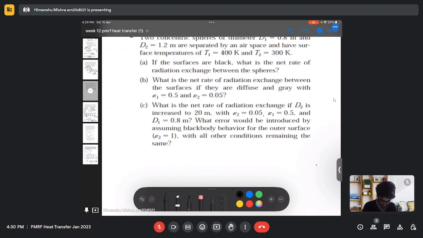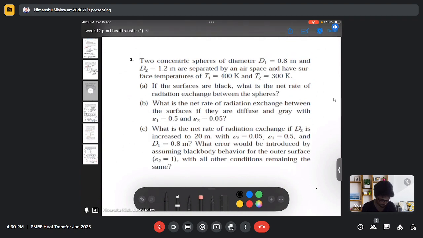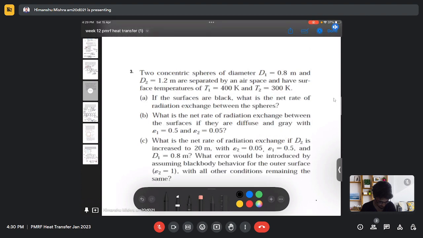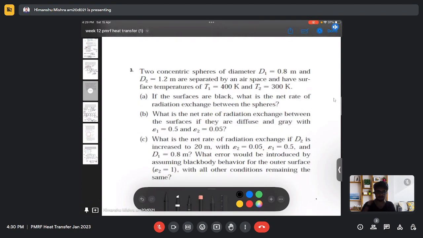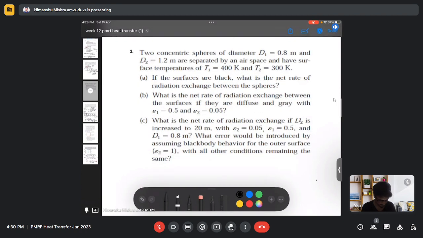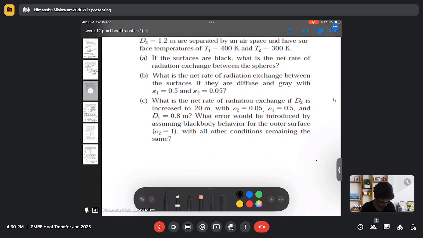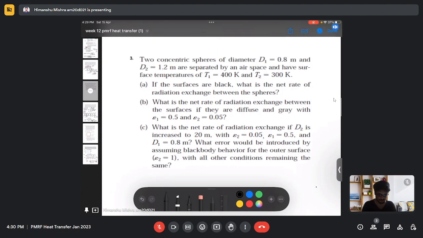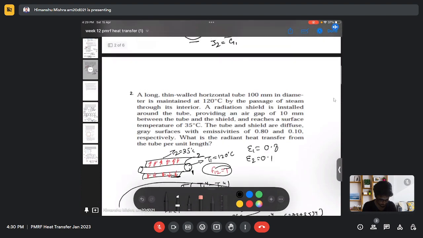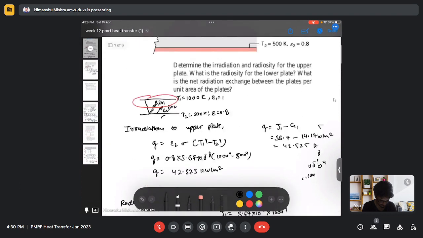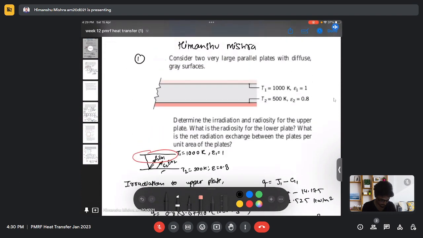So this PDF is actually from the previous semester of the heat transfer course. I will be solving a few questions from this PDF. I will upload this PDF in the drive. The remaining questions we already solved. This question we solved already, and this question we also solved in the previous class.